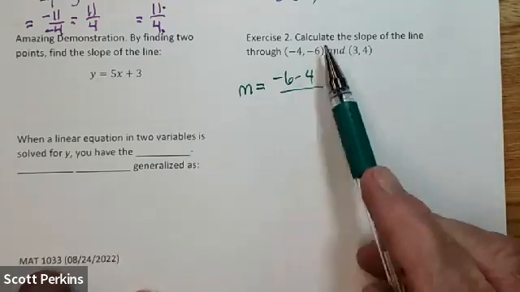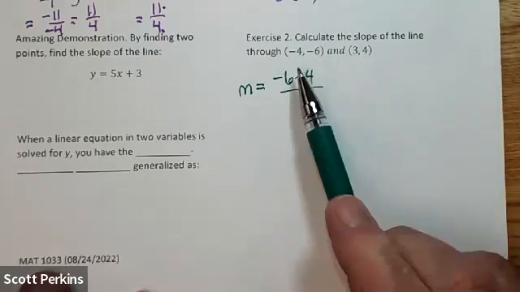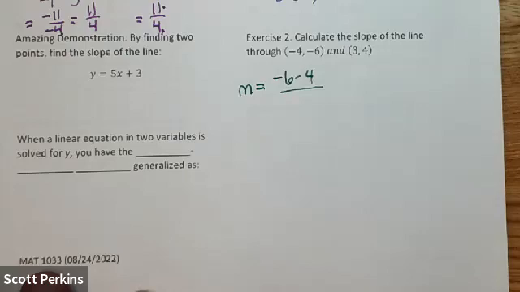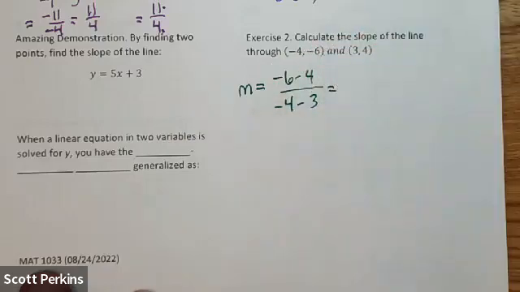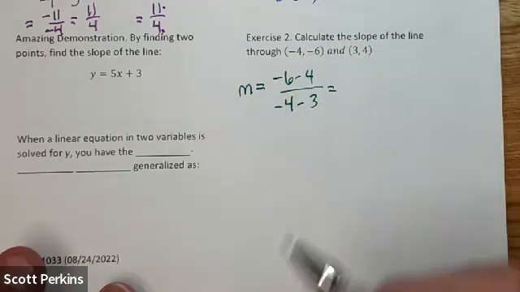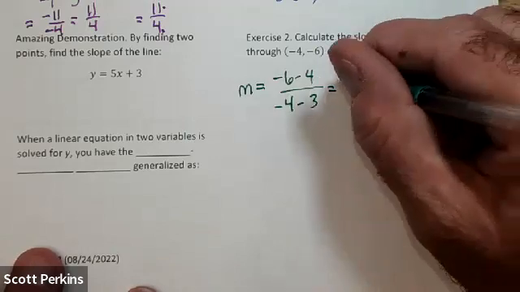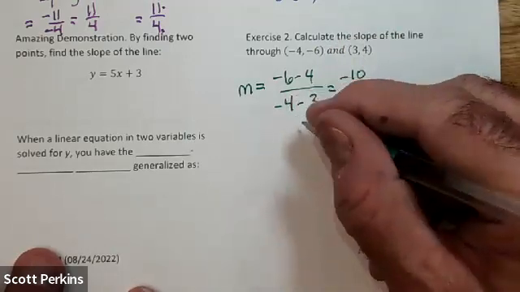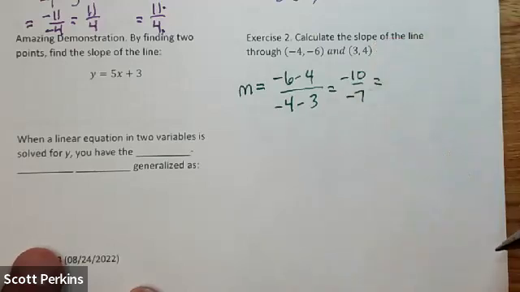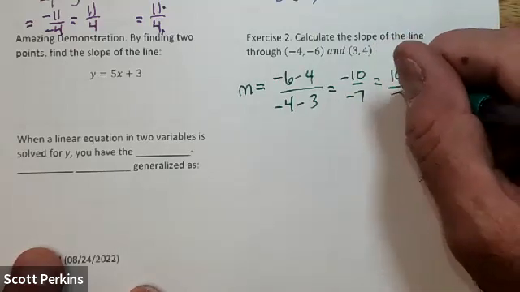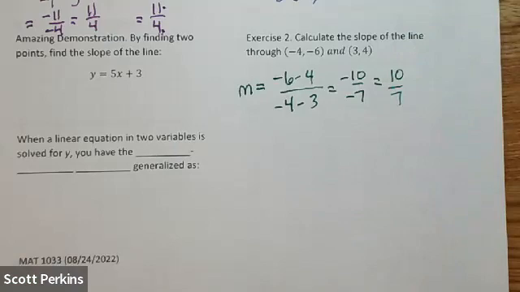But since I heard negative 6 minus 4, what is the difference between my x's I have to use? Negative 4 minus 3. Have to be consistent. You have no choice in that. So negative 6 minus 4 more is negative 10. Negative 4 minus 3, that's negative 7. And a negative divided by a negative is a positive 10 over 7. We doing okay with the arithmetic?